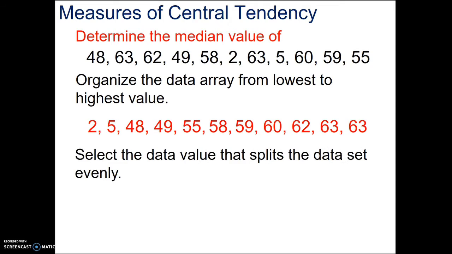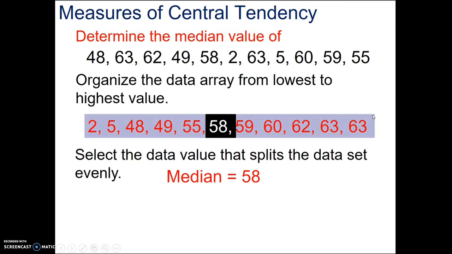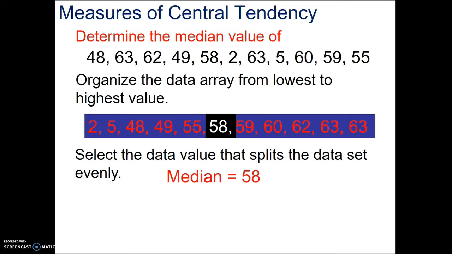To find the median value, you want to find the point that splits the data set evenly. So if I go, we have what, 11 here? 1, 2, 3, 4, 5, 6, 7, 8, 9, 10, 11. I would pick the value that ends up in the middle of the data set. So it would be 1, 2, 3, 4, 5. 1, 2, 3, 4, 5. So that 58, that is the value that splits our data set in half. So my median is 58.